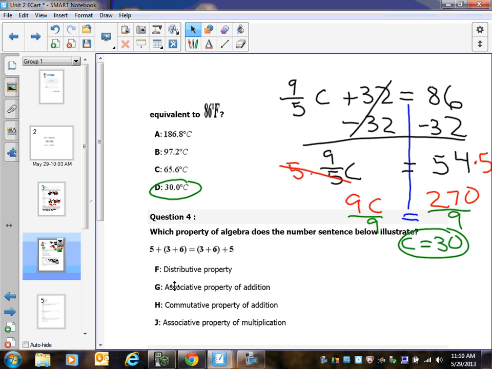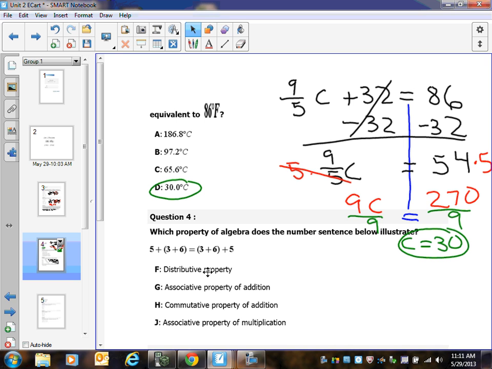Now for this one, it wants to know which of the properties is illustrated here. You can go ahead and say, well, we know it cannot be associative property of multiplication because we don't even have multiplication here. So it can't even be choice J. Choice F turns to distributive. We're not distributing anything in it. It's not multiplying inside these parentheses. So the answer is either going to be G or H.